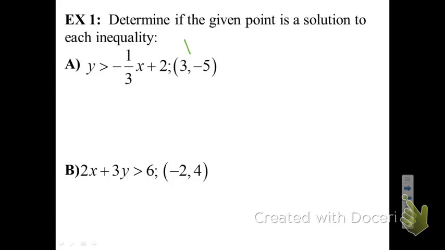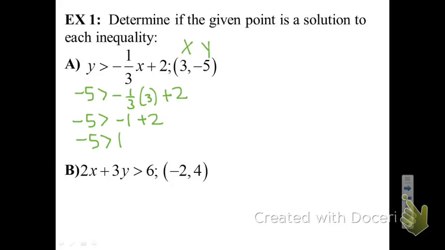This is where you take your x value here and your y value here and you substitute them into the inequality to see if it's true. So here we go into the equation. We replace the y with the -5, the x with the 3, and then we solve this. So this reads -5 is greater than -1/3 times 3 will give you -1 plus 2, and -1 plus 2 is 1. So here we read this, it says -5 is greater than 1. Because the statement is not true, this means that this is not a solution to this inequality. And I'll show you on a graph what that means here shortly.